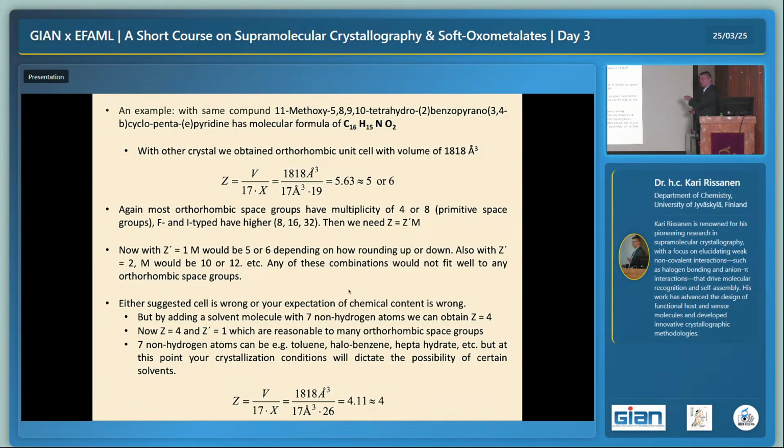And this way, with very simple calculations, we can check that, okay, is this okay? We haven't solved the structure yet. This is just an idea of what could be there. But that will tell us, okay, we are on the right track.